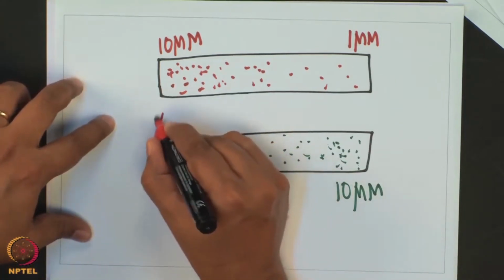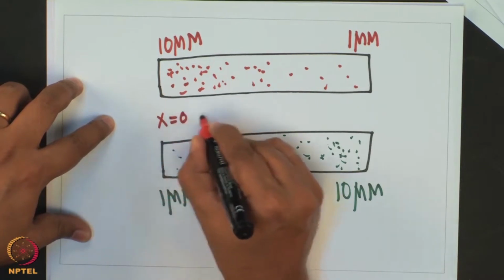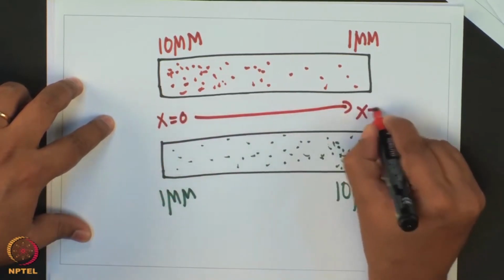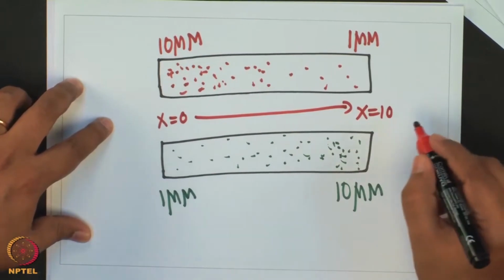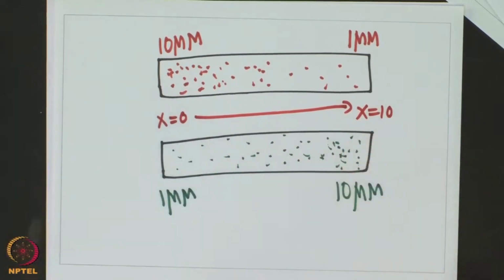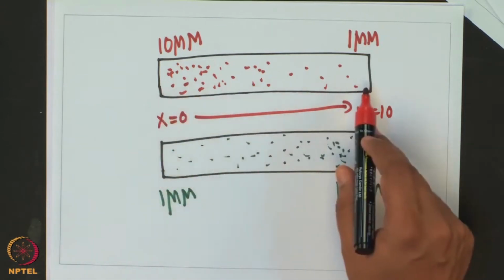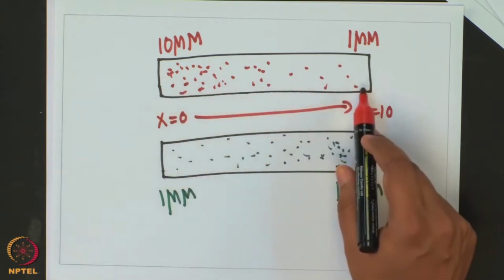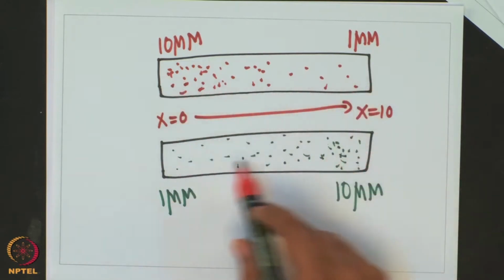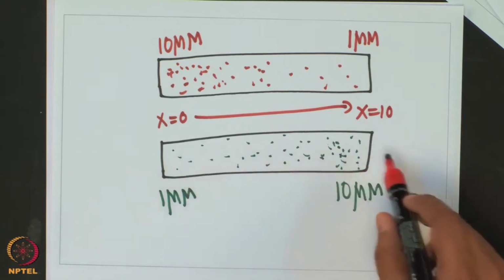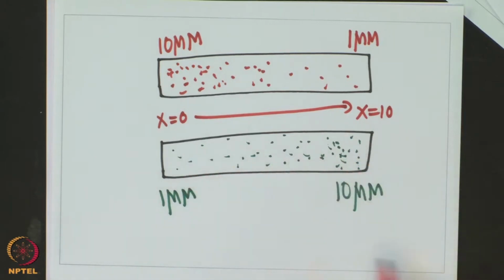Now, in these two scenarios, this is my x-axis, x direction. This is x equal to 0, and here x equal to 10 in units of micrometer. So this is my increasing direction of x. Here as x increases, the concentration increases. Here as x increases, the concentration decreases. So dc by dx will have different sign.